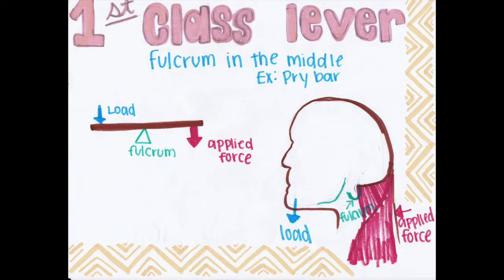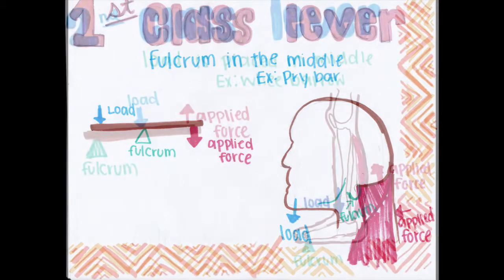A first-class lever is when the fulcrum is positioned between the applied force and the load. An example of this is the extension of the neck. The load is the weight of the skull, the fulcrum is the base of the skull, and the applied forces are the muscles attached to the base of the skull that contract to move the head down.